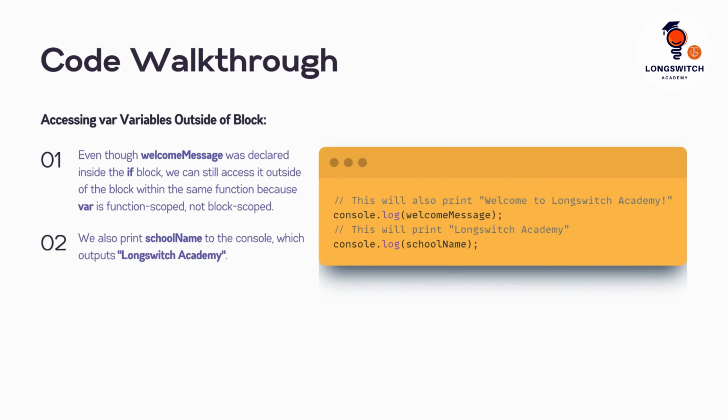Next, we are trying to access the var variables outside the block. Even though welcome message was declared inside the if block, we can still access it outside of the block within the same function because var is function scoped, not block scoped. We also print school name to the console, which outputs Longswitch Academy.